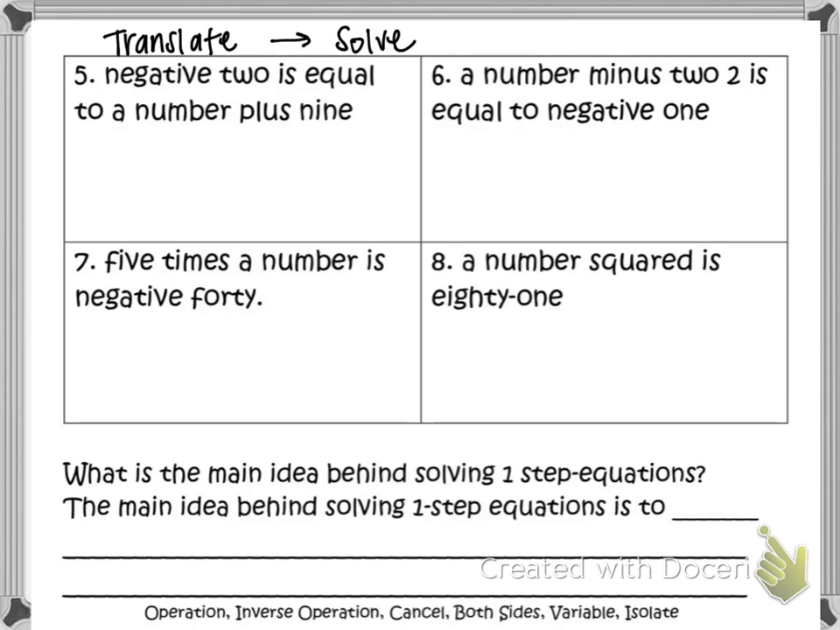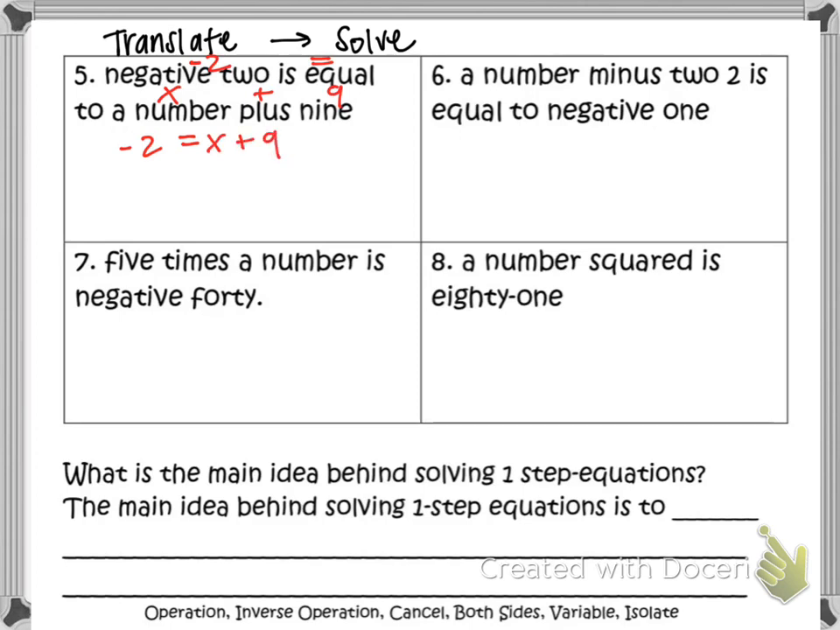So number 5, -2 is equal to a number plus 9. It helps for me if I translate it while reading it. So -2 is equal to a number plus 9. So let me just write that down. -2 equals x plus 9. So I'm going to go ahead and solve that.